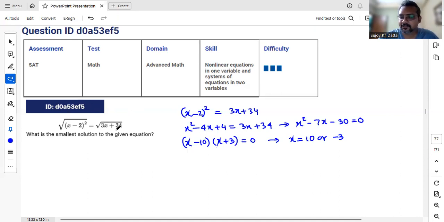The only issue is you need to check the right hand side, 3x plus 34. Now, if x is 10, then this is 30 plus 34, 64, which is fine. If x is negative 3, then this is minus 9 plus 34, which is still positive, so that's also fine. So there is no problem. Both are fine. They're saying the smallest solution, so that's negative 3. Let's go on to the next one.